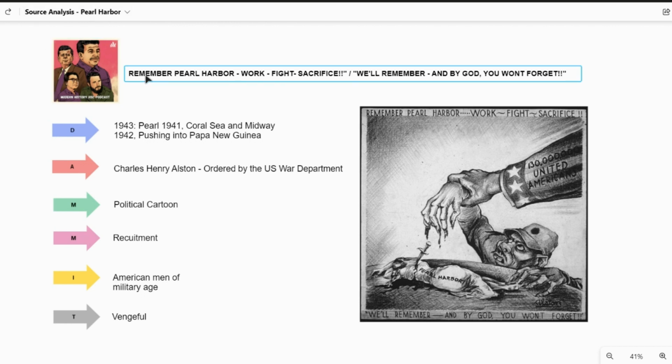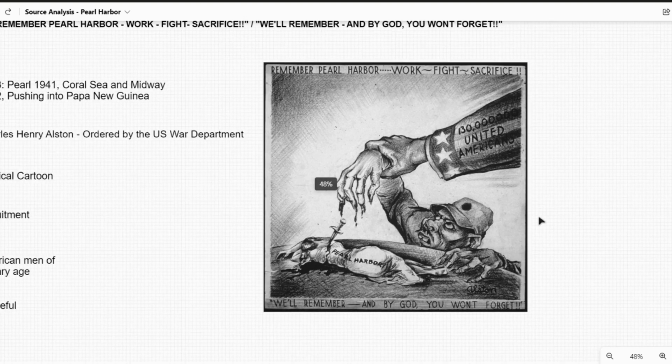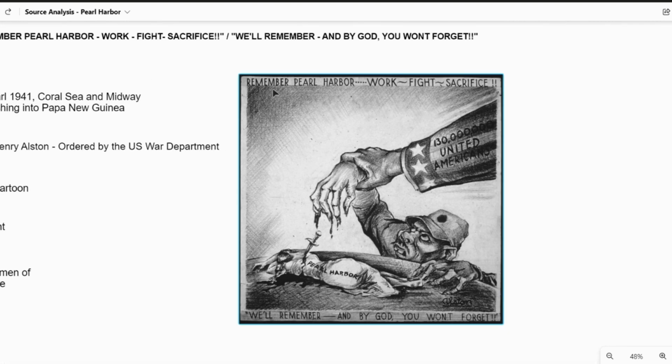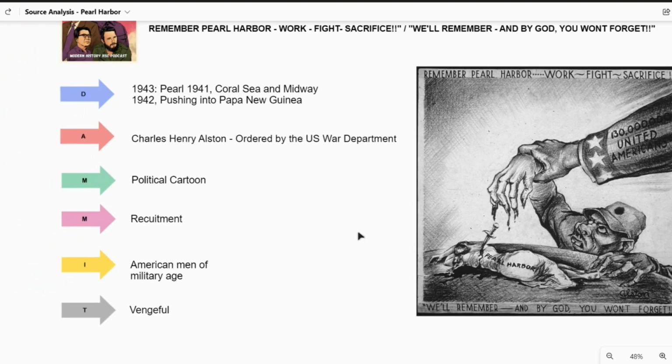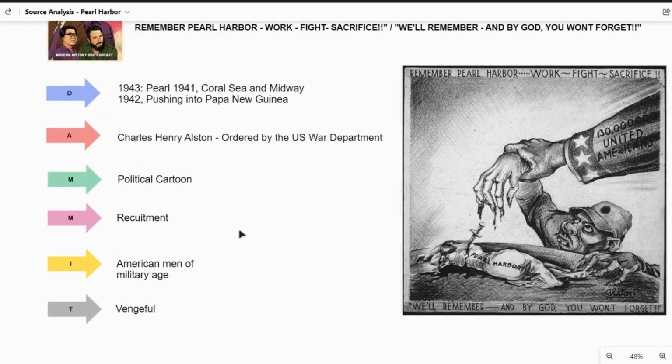So, the title of the source that we're going to be referring to today is Remember Pearl Harbor, Work, Fight, Sacrifice, Will Remember, and by God, you won't forget. So, this is our source over here. We can see that that title is placed on the top and the bottom of the source. And before we go too much into breaking down the symbolism and the metaphors, we're going to go through DAMIT.